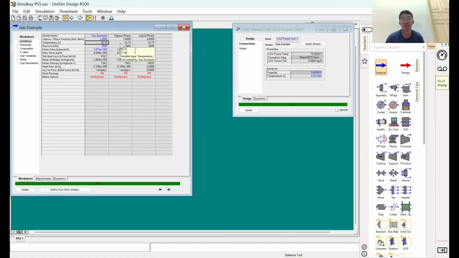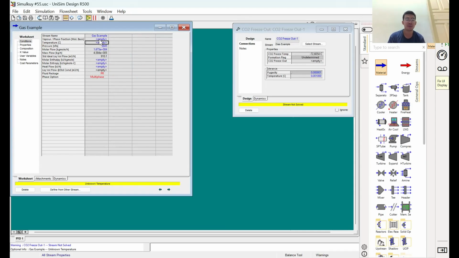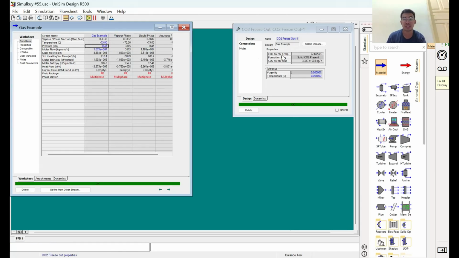Let's do a little experiment. What if we decrease the temperature below the freeze temperature? For example, I set negative 75 Celsius. You can see the formation flag will be forms CO2, and the simulator calculates how much CO2 freeze out is available in the stream. This is based on the mass flow you have and the fraction of CO2 that becomes solid, so it will calculate how much in terms of mass flow rate.